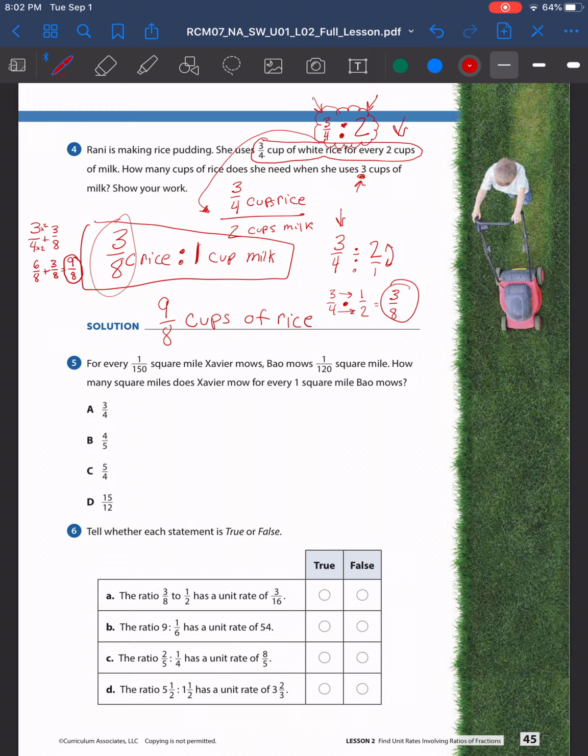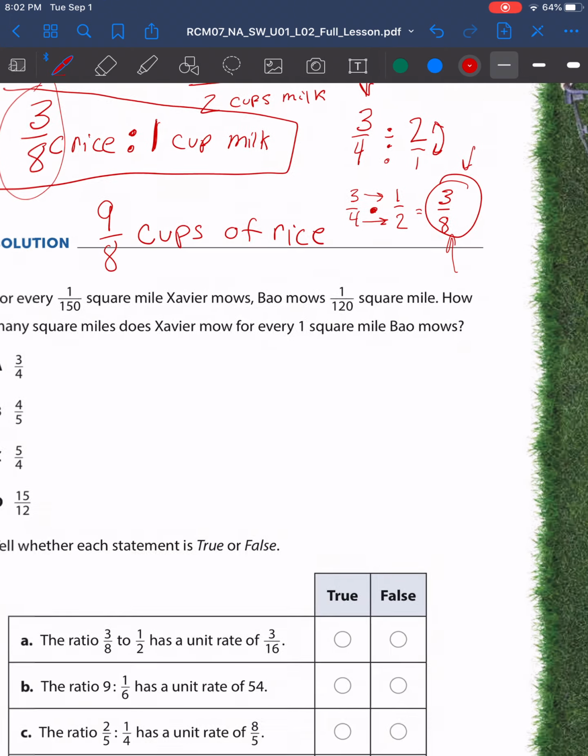Let's recap how we did that. First, we took this little rate that it gave us. It's not a unit rate, but we took that rate and created a unit rate by dividing the two. I skipped, I flipped, I multiplied, and I got 3/8. Then, that's my unit rate, right? I took that 3/8 and I just added it to this 3/4 to make 3 whole cups, and that's how I got 9/8. Let's go on to number 5.